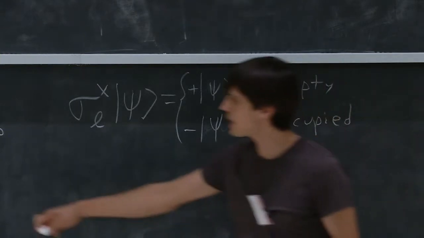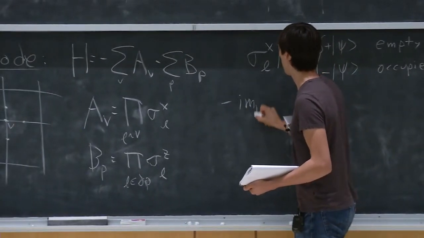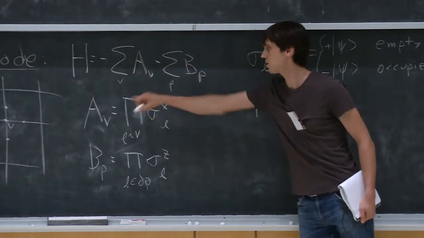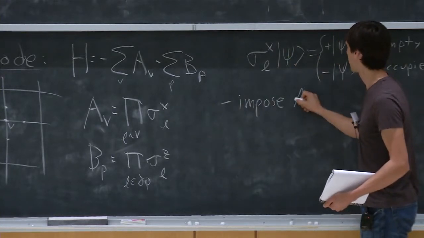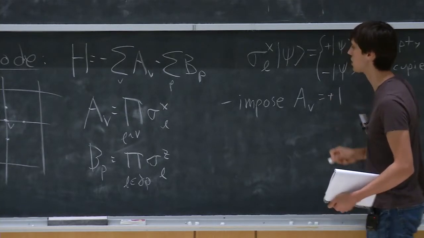And what this term really says: I want to find the lowest energy state, I want to find the ground state. So because of this minus sign, I want the +1 eigenstate of the A. So I want to impose A_v equal +1 as a constraint.